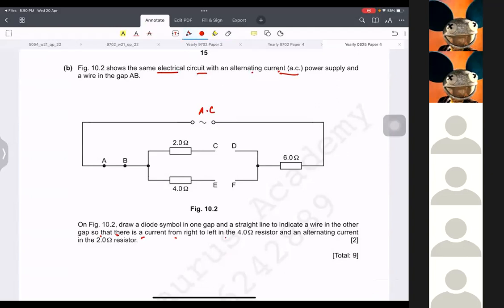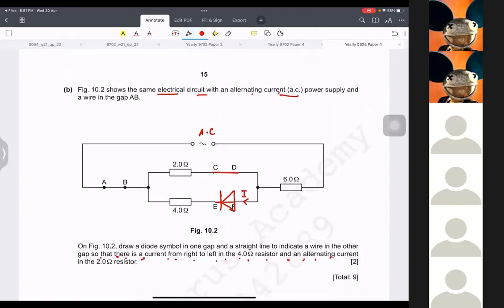There's a current in the 4 ohm resistor. The only way that could be possible is if we attach a diode like this. If you attach a diode like this, it will only allow current to pass from here. It will not allow it from the other direction. So it will go from right to left. And for the alternating current, right? There's a current from right to left in the 4 ohm resistor and alternating current in the other. So we just have to connect a wire. And that is it.